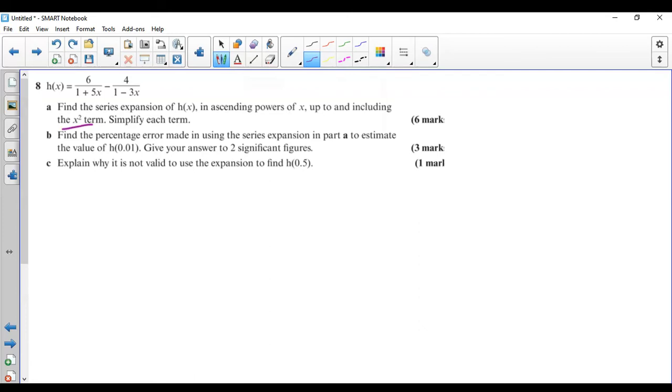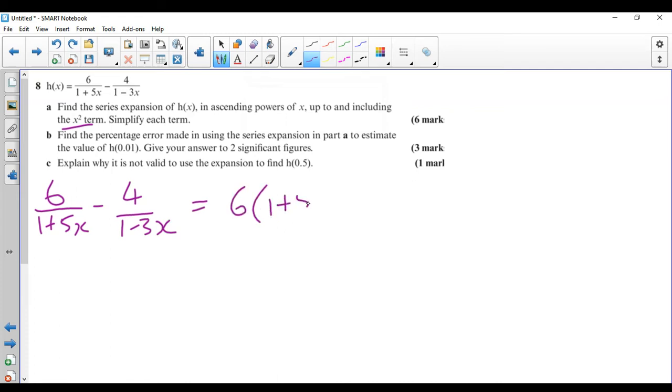Exercise 4a, question 8. We have to do the series expansion of h of x up to and including the x squared term. You can see I've underlined that. Always worth underlining key parts of questions, I think. Let's start by working with the algebra first to work out what we need to do expansions on. This is 6 marks, so it's going to take a fair chunk of work.